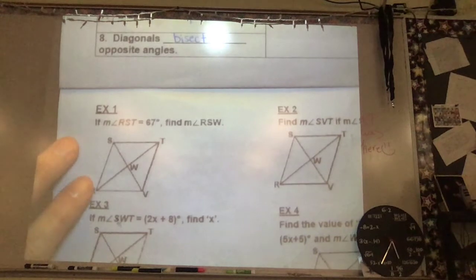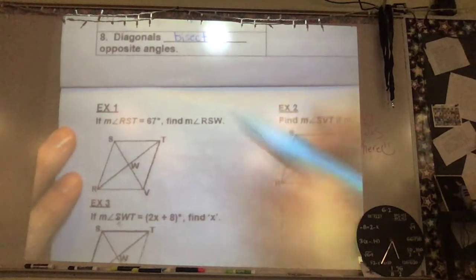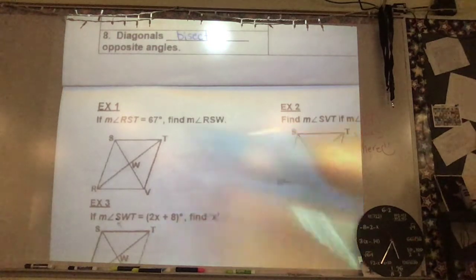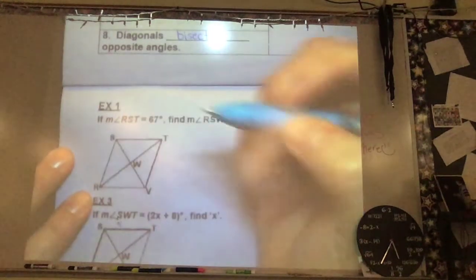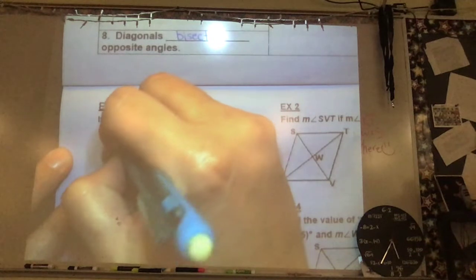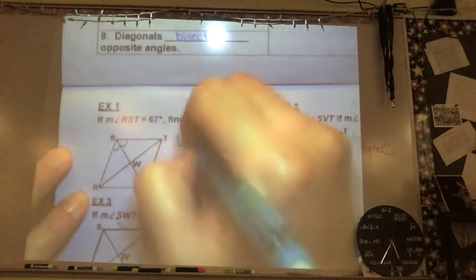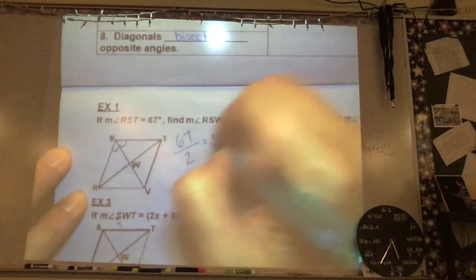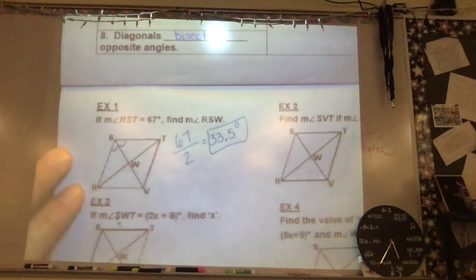Okay, in example 1 here, it says that angle RST is 67, and it wants you to find angle RSW, which is just going to be half of it, because the diagonals bisect those angles. So all we need here is 67 divided by 2, which is going to give us 33.5 degrees. When you're finding an angle measure, it's degrees, every time.